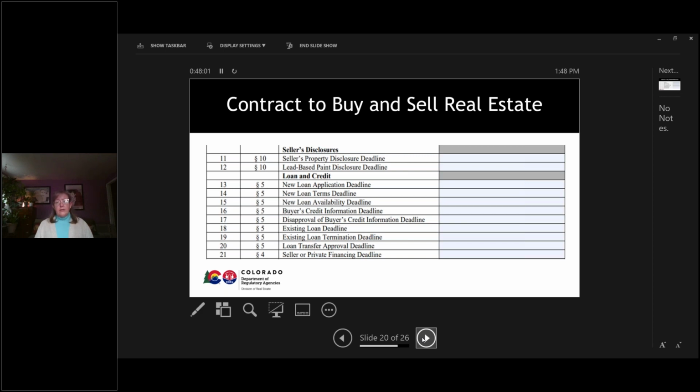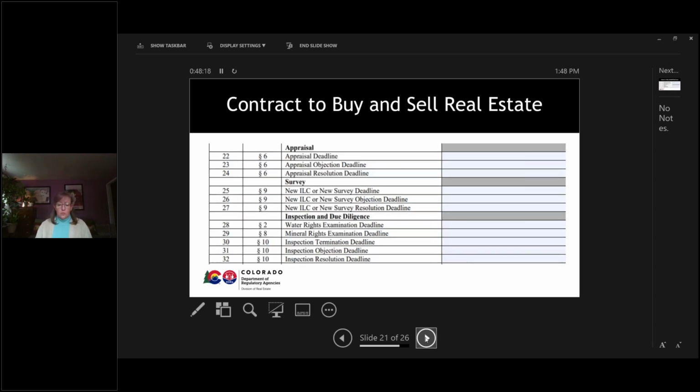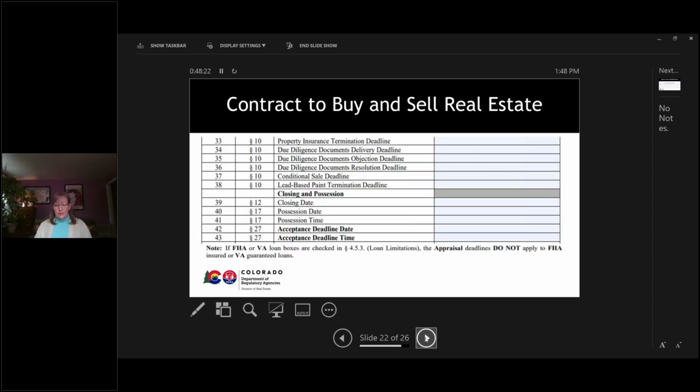Another thing that you need to be aware of once you go under contract is this is not a time to just sit back and relax. There's a lot of due diligence required on the consumer's part. Your broker is not responsible. They're going to keep you advised of the transaction, but you still have a lot of work that you have to do as well. So you're going to be arranging the property inspection.